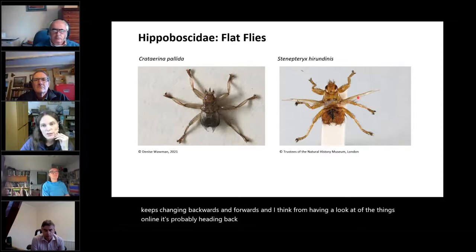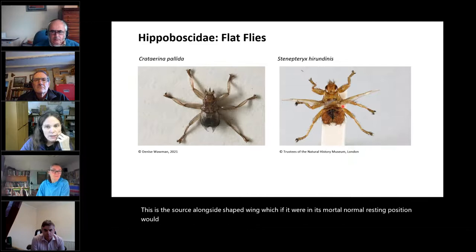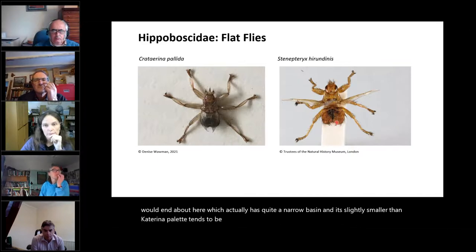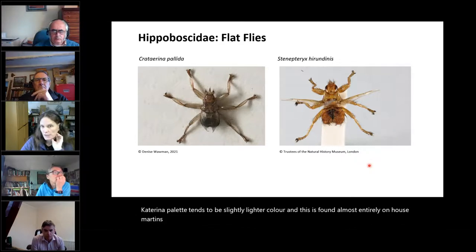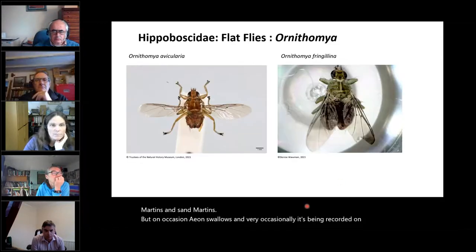This has a long scythe-shaped wing, which if it were in its more normal resting position would end about here, and actually has quite a narrow base. It's slightly smaller than Crataerina pallida, and tends to be slightly lighter in colour. This is found almost entirely on house martins and sand martins, and occasionally on swallows, and very occasionally it's been recorded on swifts.